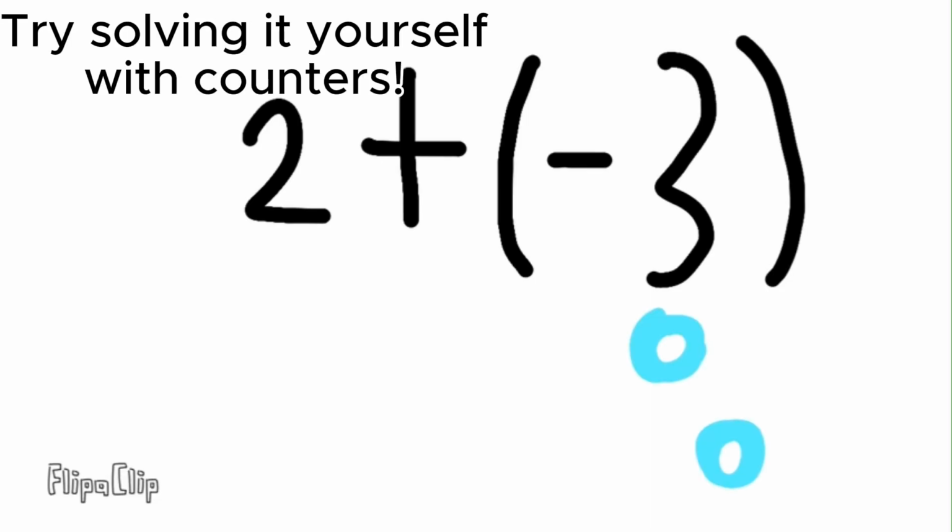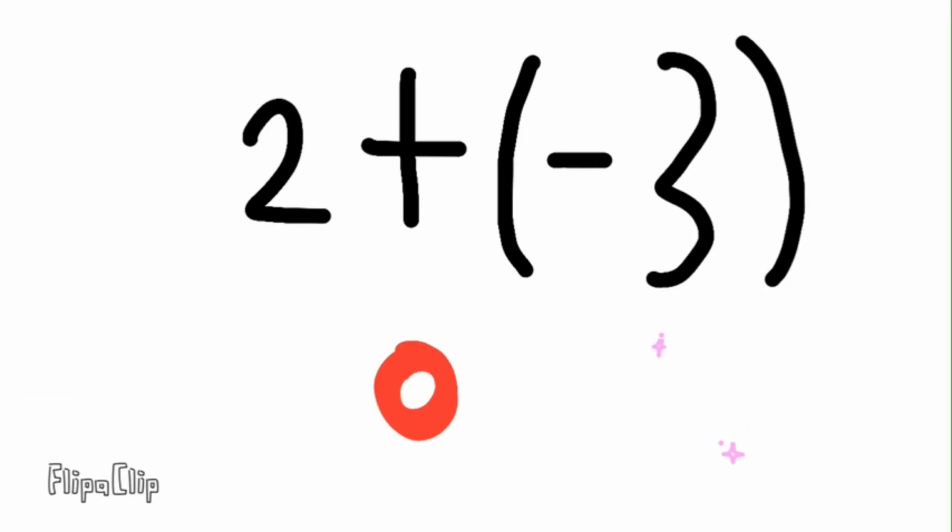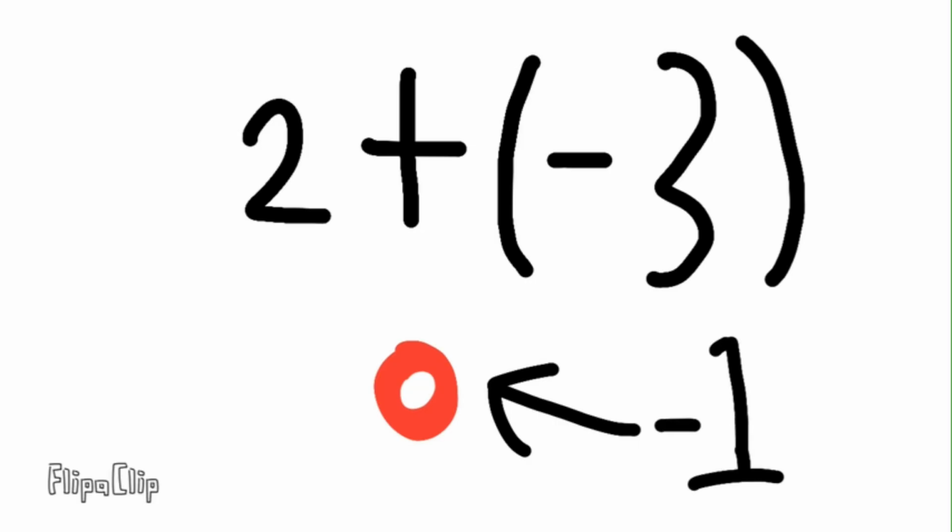Now, let's start with a question. 2 plus -3. If we visualize that, we can have our 2 blue balls and add 3 red balls to them. The 2 cancel out and become nothing, and that leaves you with just 1 red ball left, meaning -1.